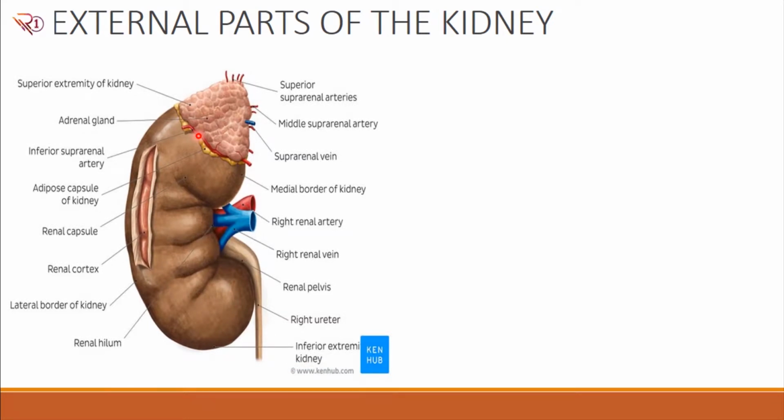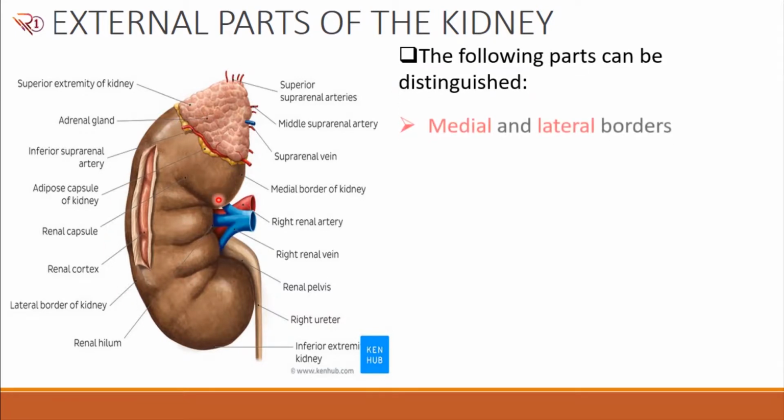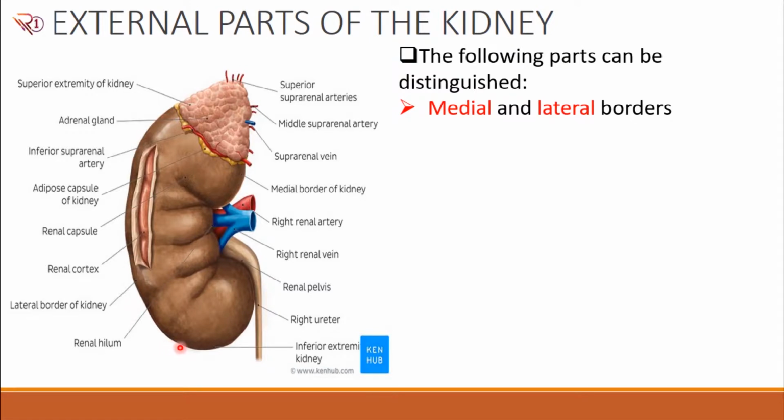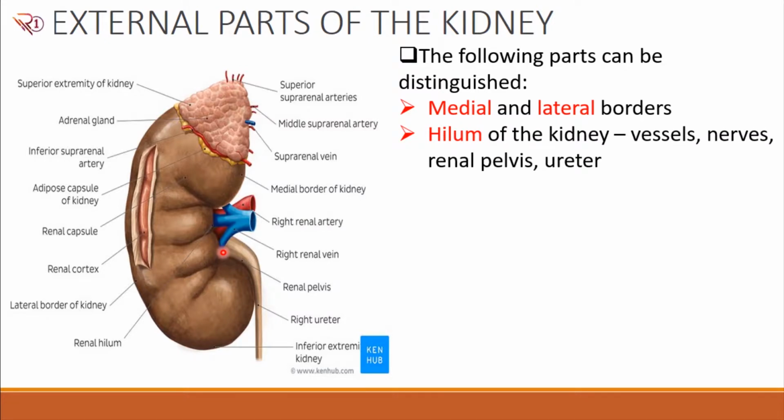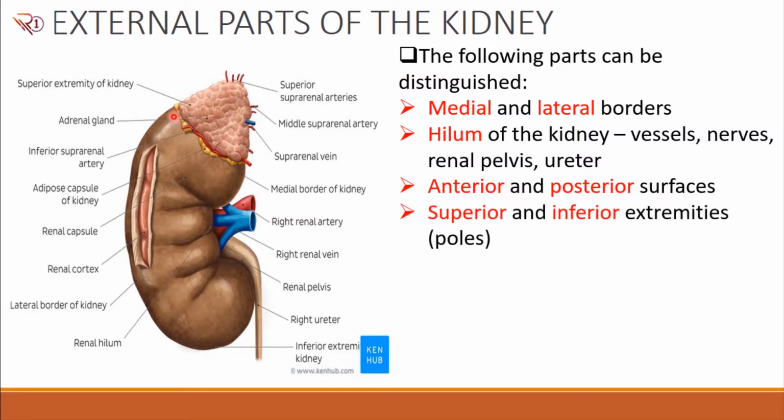Okay, so let's look at the external part of the kidney. So externally, this is what we can see. So let's look at the parts of it. So we have the medial and then the lateral border of the kidney. Now medially, we have the hilum of the kidney, where vessels and the renal pelvis enter and leave the kidney. We also have the anterior surface, and behind it we have the posterior surface. Then we have the superior extremity or pole and then the inferior extremity.